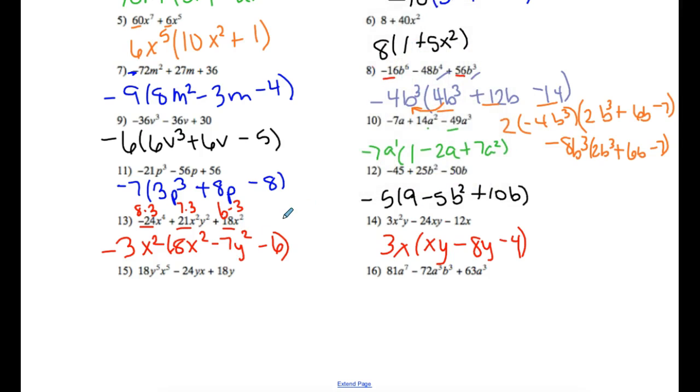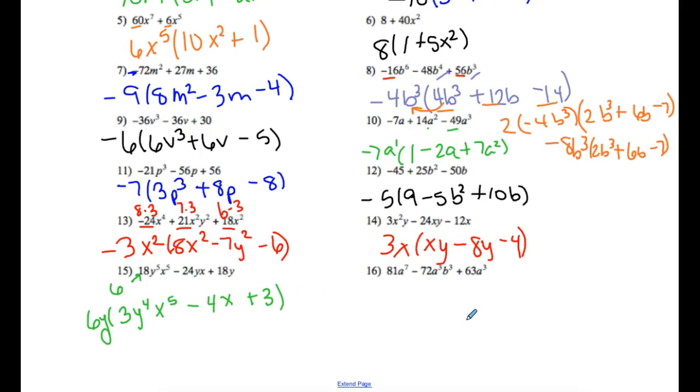Okay, 2 more. 18, 24, and 8. I could take out a 6 out of all of them. So if I take out 6, I'd be left with 3. And then I notice this has y to the 5th, y, and y, so I'm going to take out that y. Y to the 5th minus 1y is 4 y's left. X to the 5th minus 4. I'm taking out the y, so all I have left is x. 18 divided by 6 is 3.